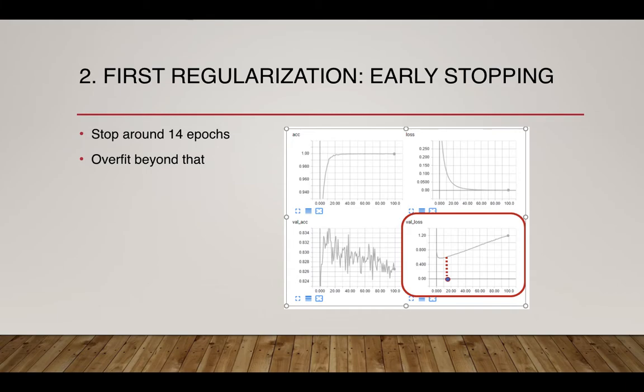For the regularization techniques, the first one I tried is early stopping, which is one of the most common regularization techniques. As shown in the graph here, the validation error starts to increase around 14 epochs. Therefore, it is a good idea to stop training around this point, because beyond it the network will start to overfit the training data and the performance will start to go down. So 14 epochs was determined to be the early stopping point.